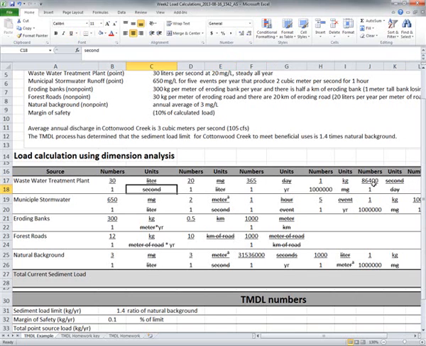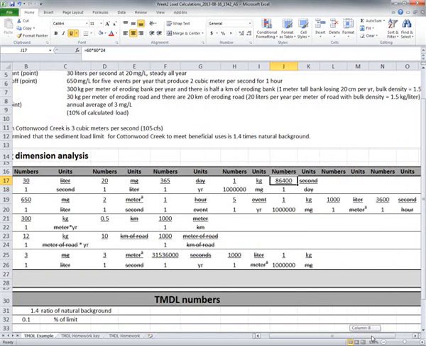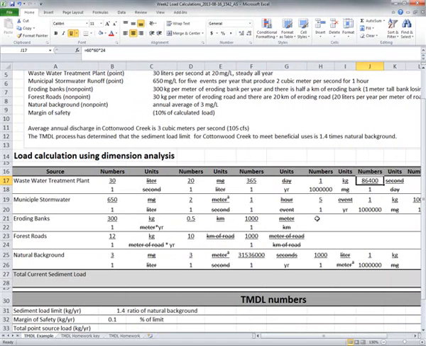And then I need the conversion unit there, so I've actually just calculated that in this cell. To get to seconds in a day, there's 60 seconds in a minute times 60 minutes in an hour times 24 hours in a day to get that 86,400 number. And then, checking what my units are, I've got kilograms per year. Right, so that's what I wanted to get to.